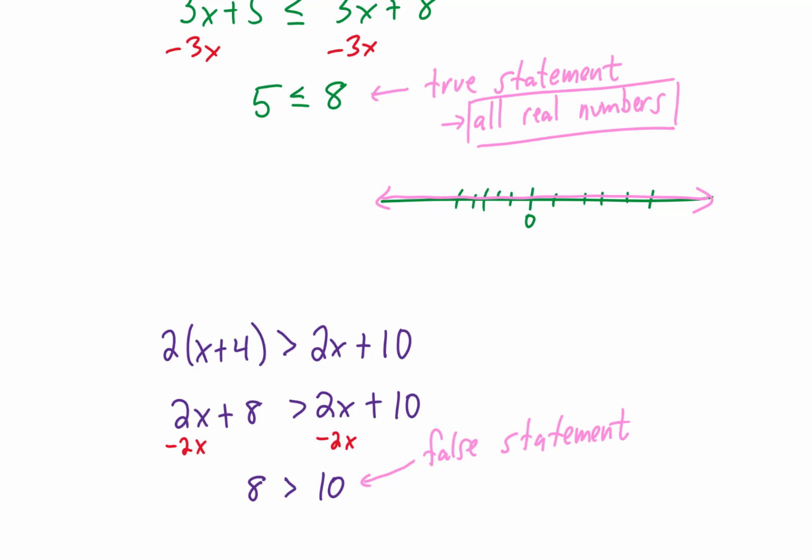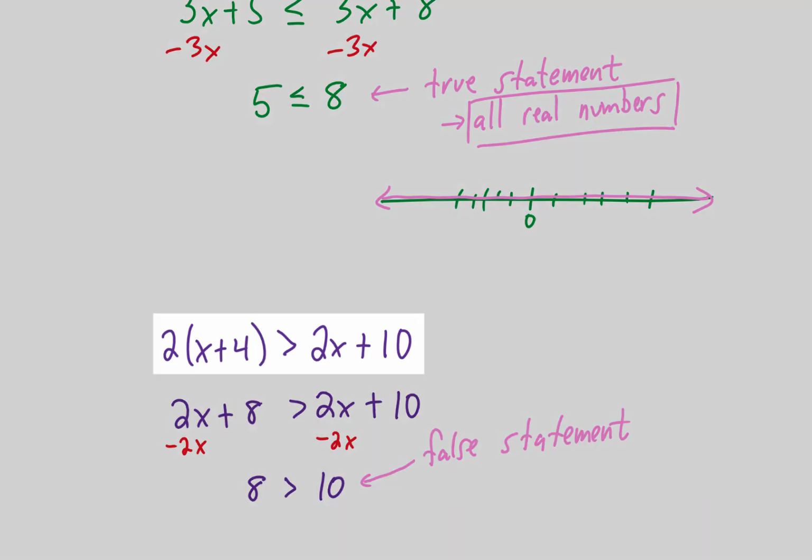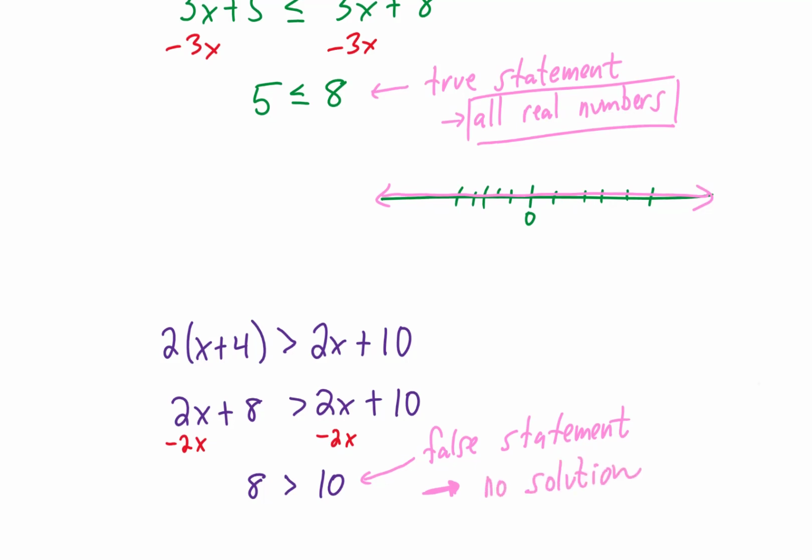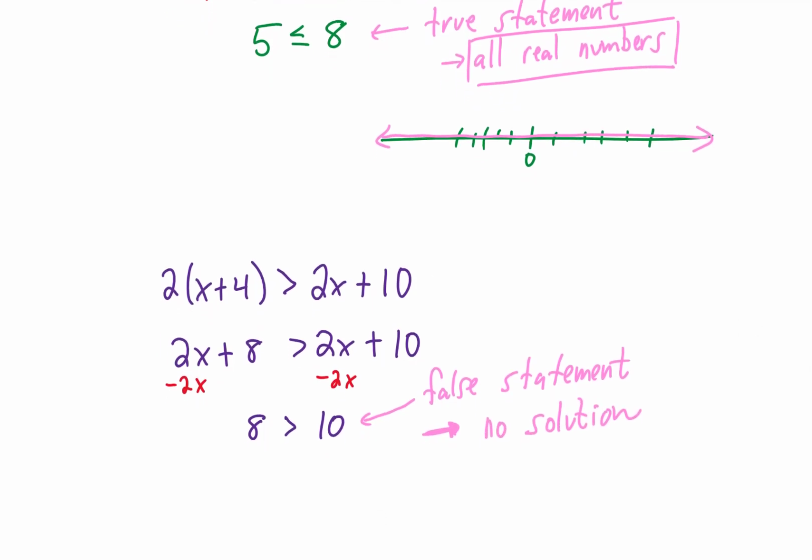What that tells us is that no matter what x we choose, we are not going to get a true statement from this inequality. So in the case where we get a false statement at the end of solving one of these problems, the answer for the inequality is no solution. If we wanted to graph no solution on a number line, well, it would just be an empty number line. There's nothing to shade in.